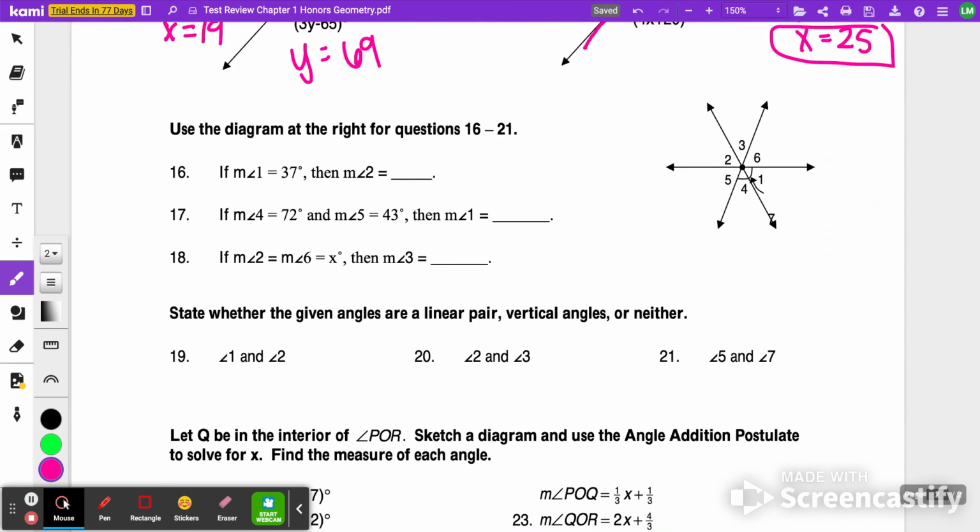Onward here, 16, 17, and 18 using the diagram. If the measure of angle 1 is 37, then what is the measure of angle 2? That is a vertical angle, so 2 is also going to be 37 degrees.